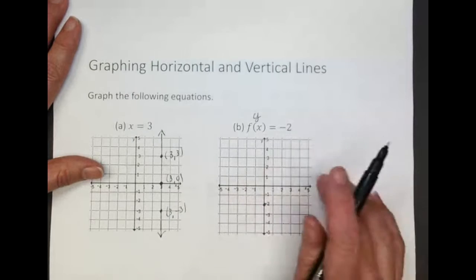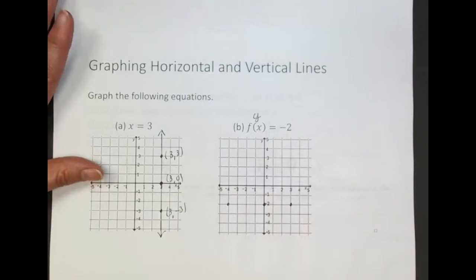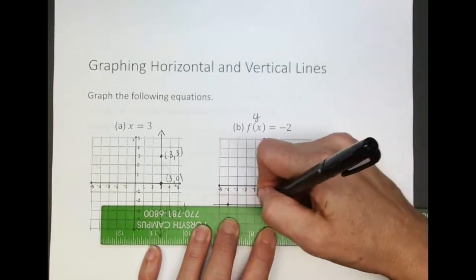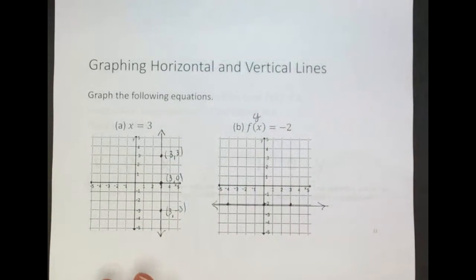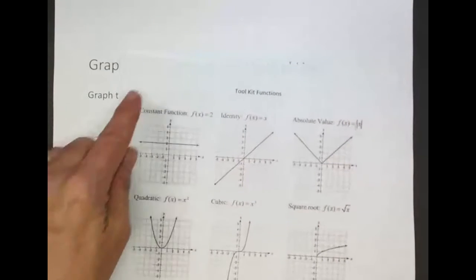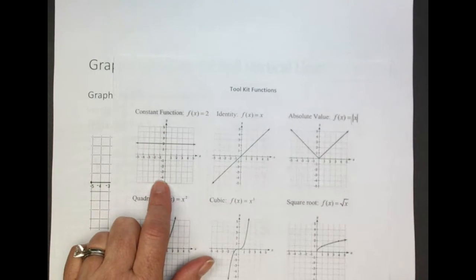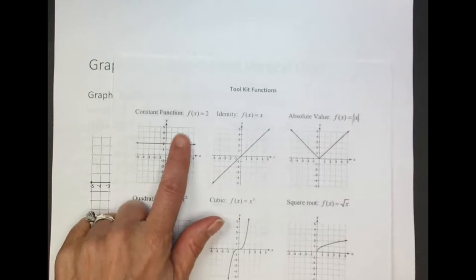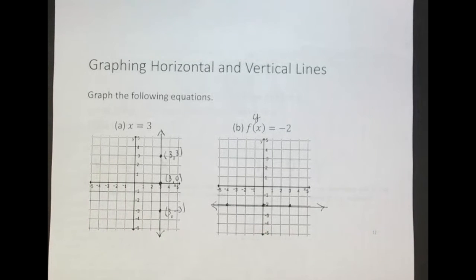This is the constant function from the toolkit functions, right? Y is negative 2 here, here. In fact, everywhere on this horizontal line, y is going to be equal to negative 2. We do not care at all about x coordinates because it doesn't matter. Here's, from our toolkit functions lecture, the constant function. I'm sorry, I was saying identity, I meant constant. Here is f of x equals 2. This one here, of course, is f of x equals negative 2.